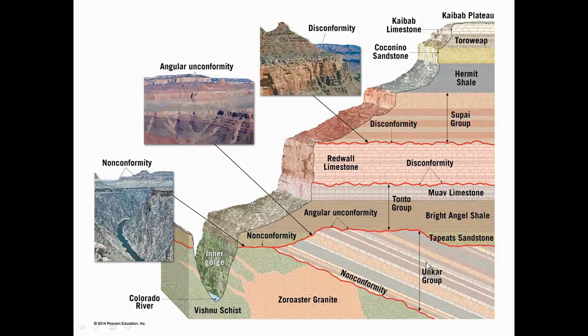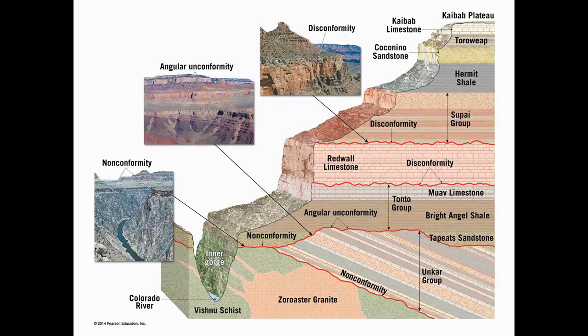Now further up the sequence, at the top of what's known as the Unkar Group, we have another unconformity represented by this thick wavy line. That unconformity is labeled an angular unconformity. And the reason is because it's overlain and underlain by sedimentary rocks. It's just that the sedimentary rocks occur at different angles. And that angular unconformity is shown in this little photograph towards the left. Does everybody see that?